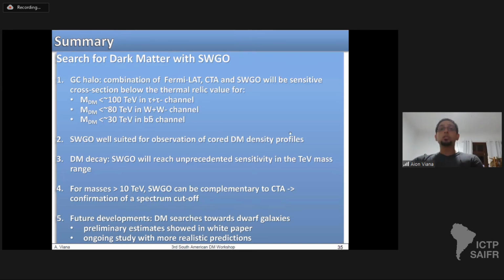It's very well suited to observe core dark matter density profiles. We studied also dark matter decay. It will be complementary to CTA, and currently we are doing a future development looking at the sensitivity of this instrument for dwarf galaxies. We have some preliminary studies which were done in the white paper, and now there are more ongoing studies with more realistic predictions. So that's it. Thank you.